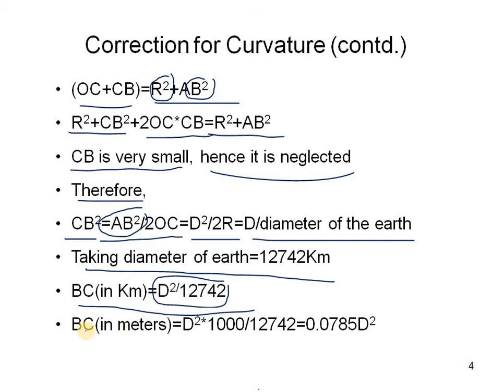Now BC in meters is equal to D square by 1000 by 12742, which is 0.0785 capital D square. So we can write the formula for correction for curvature: CC is equal to 0.0785 D square. This is the formula we have to use in the examinations for problems. So we will have problems on these topics also.